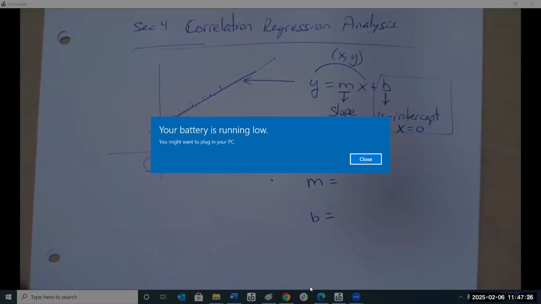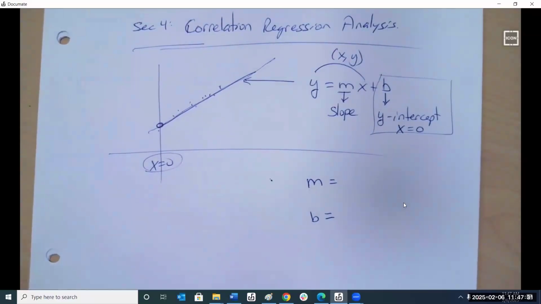That's not good. It's plugged in. But we're almost done anyway. That's what we're going to do on Tuesday.